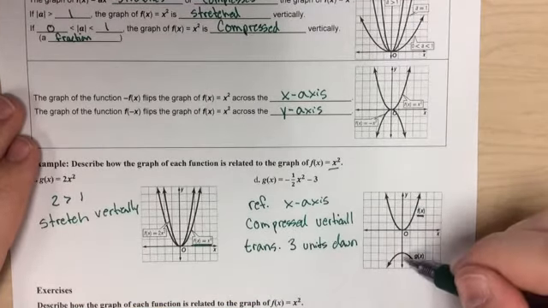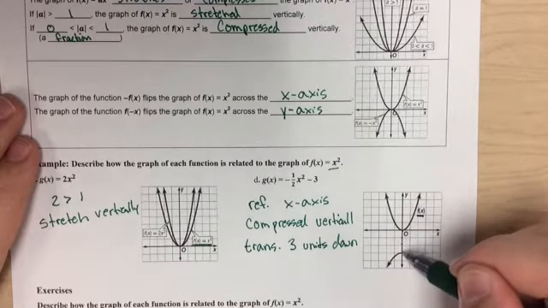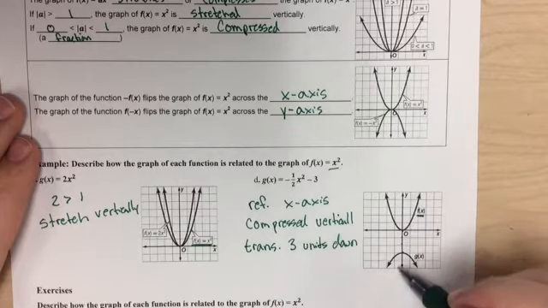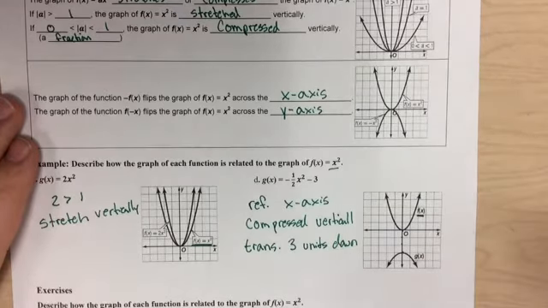It reflected across. It's also translated down 3 units. And you can also see how this one's a little bit wider than the one we have up here. So hopefully this is all starting to make a little bit more sense.